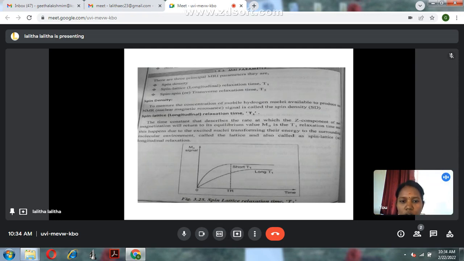So here short time or long time. TR is the longitudinal relaxation, the respective time and signal. So it consists of short time T1 and long time T2. These are the MRI parameters: spin density, spin lattice, and spin to spin transverse relaxation time T2.